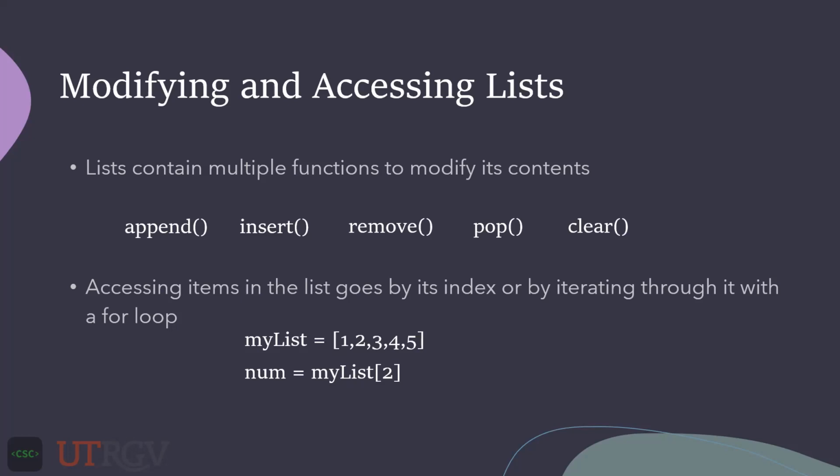Remove does what you think. It removes an item, I believe at a specific index. So you can remove first, middle, or last, and in between. Pop will remove and show you the last item of the list. And then clear will just clear all the items in it.